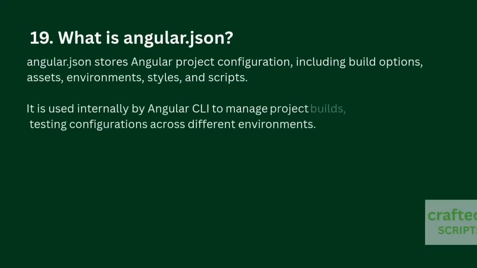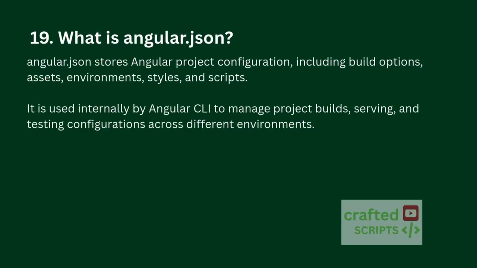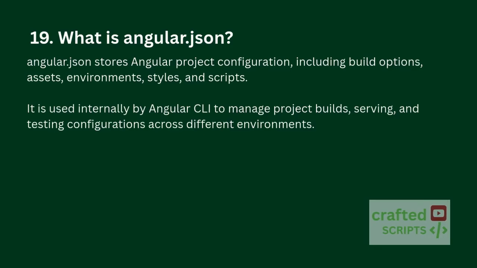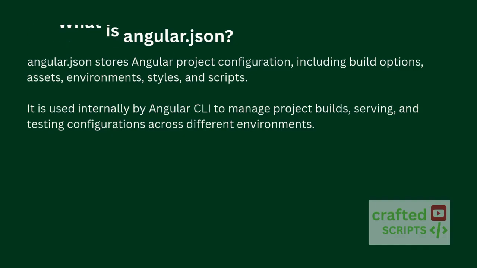Question number 19. What is angular.json? Angular.json stores Angular project configuration, including build options, assets, environments, styles, and scripts. It is used internally by Angular CLI to manage project builds, serving, and testing configurations across different environments.